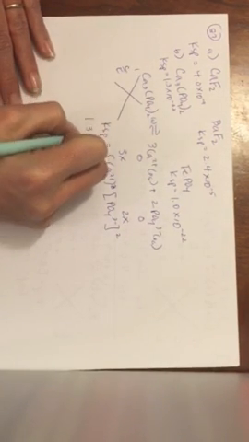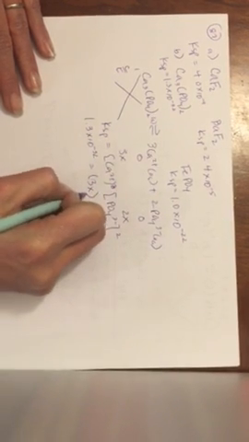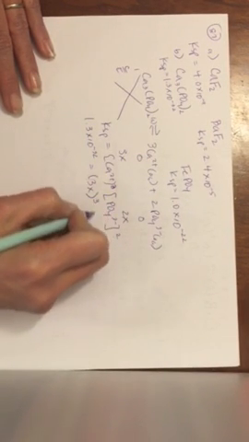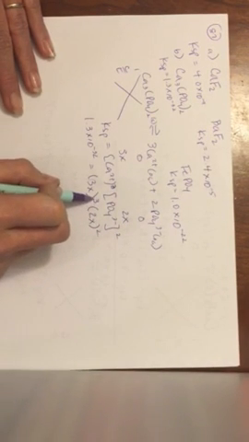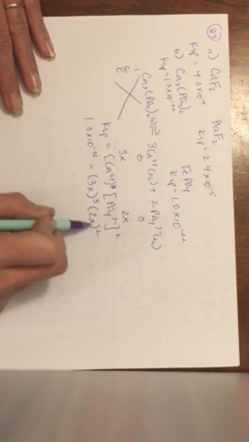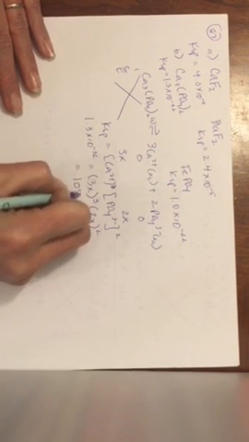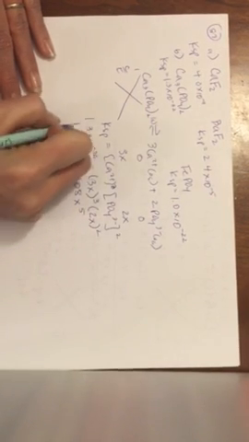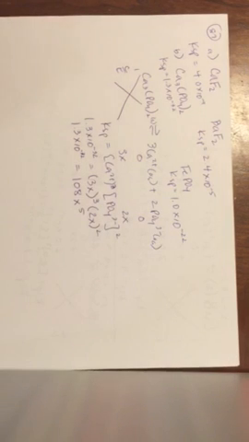KSP value equals 1.3 times 10 to the negative 32, which equals 3x cubed times 2x squared. 3x cubed is 27x to the third, and 2x squared is 4x squared. So when you multiply those together, you get 108x to the fifth equals 1.3 times 10 to the negative 32. So to find the answer to that, you divide by 108, and then you take the fifth root.